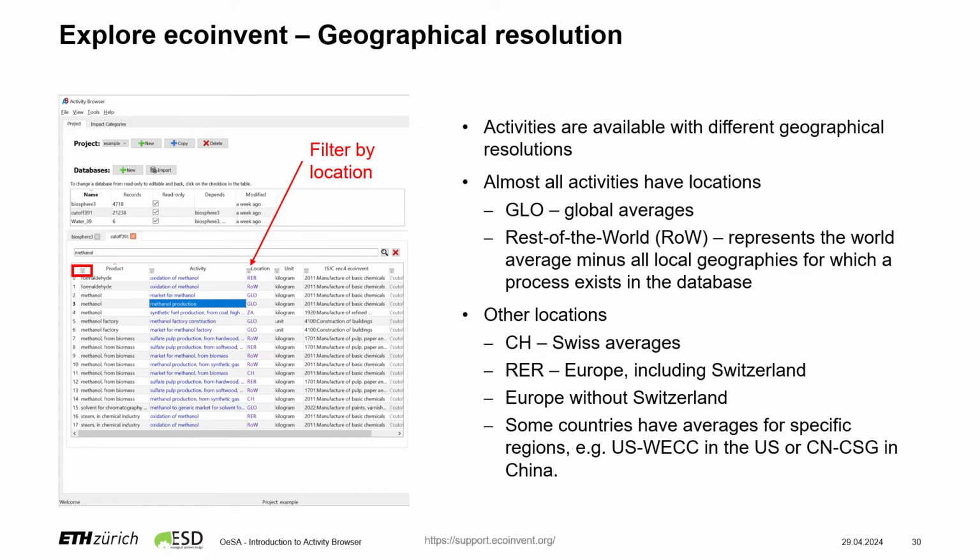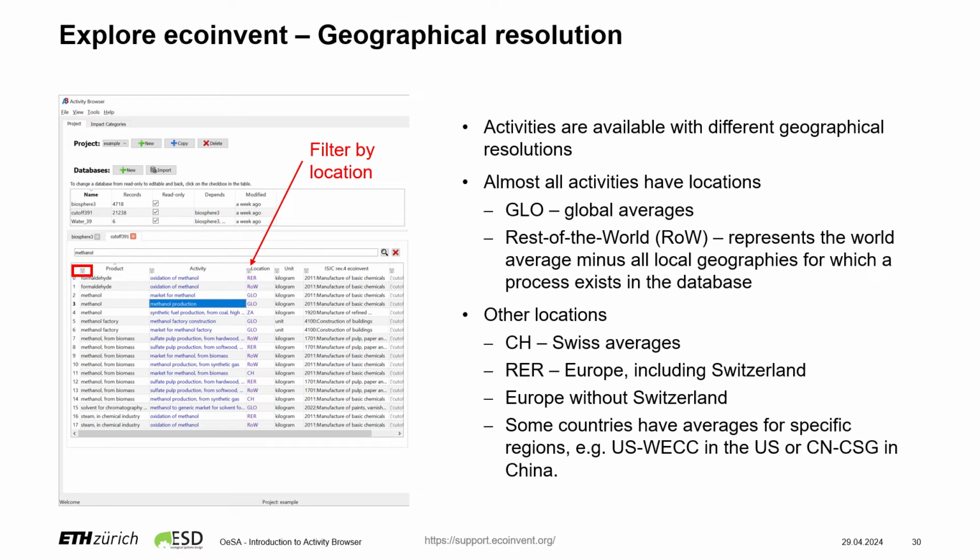What is also important to note here is that there are different so-called geographies in Ecoinvent. So each activity provides some kind of a production average for a specific geography. So for example, here in the location, you can see a number of abbreviations. Some of them are, for example, global averages. So it's for the whole world. If you don't have any country-specific data, then you can just use a global activity or global data set.